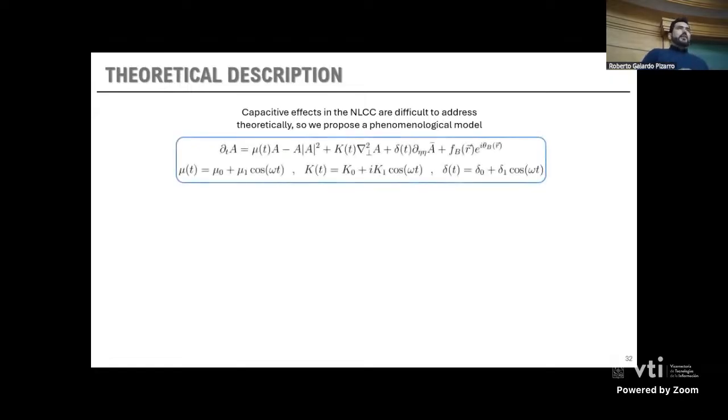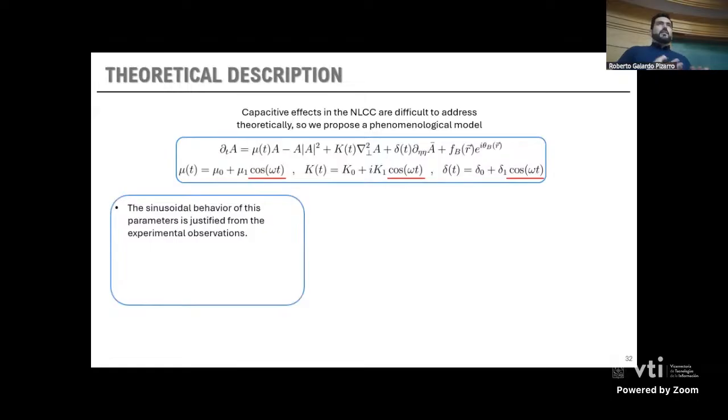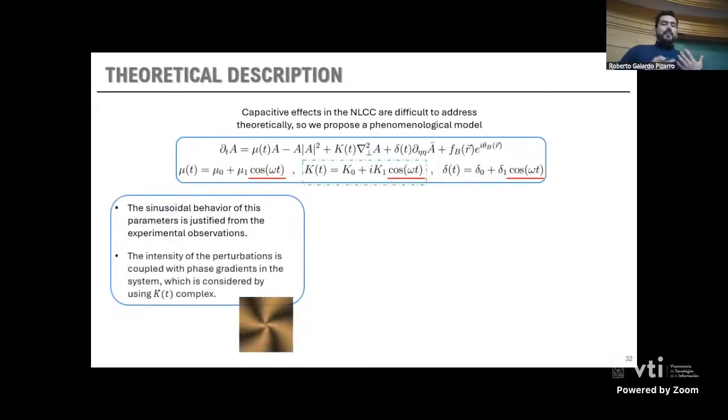So we started with the topological Ginzburg-Landau equation, but we promote some of these parameters in order to have, first of all, a sinusoidal behavior that is justified by experimental observations. For example, the light that we can see in the system is oscillating, and that's a direct consequence of the bifurcation parameter. And also, the rotation of the arms is a consequence of different orientations of the molecules that is accounted for in the delta parameter. We also use this complex parameter K in order to have a coupling between the phase and the magnitude of this order parameter.